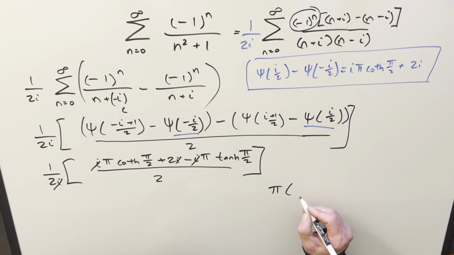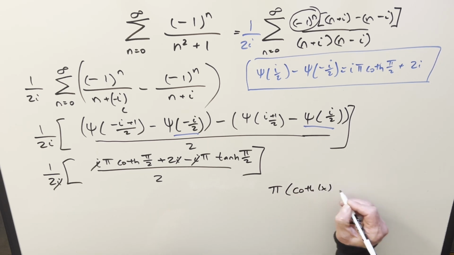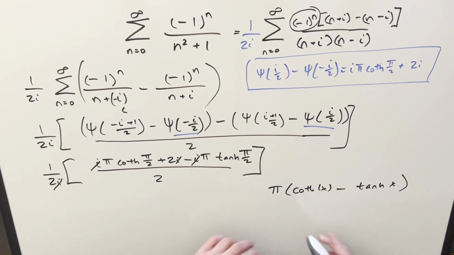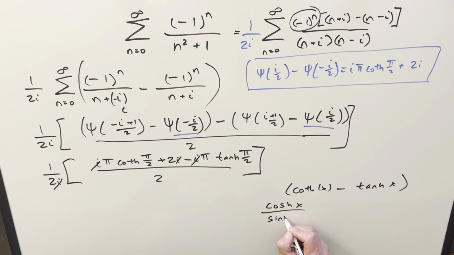We can factor a pi out of these, and what we're looking at is hyperbolic cotangent of x minus tanh of x. Actually, let's forget about the pi, we can deal with that afterward. This isn't bad because what we have is reciprocals. I can break this down into sines and cosines, or sinhs and coshs. So this is going to be cosh over sinh minus sinh over cosh.